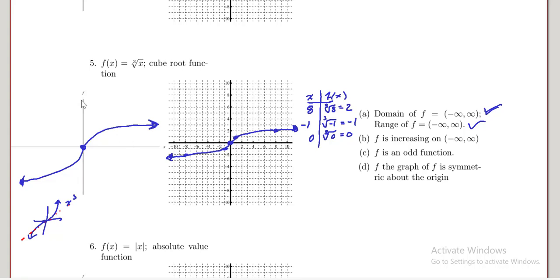The range, although it may take us a long time, is again all real numbers. Eventually, if I want to get up to this range value out here, I just have to go out far enough on the graph of this function and I'll find a point on it. This function is always increasing, and this is an odd function.